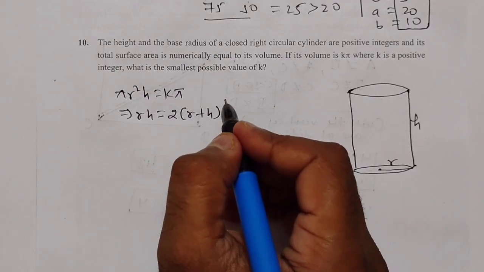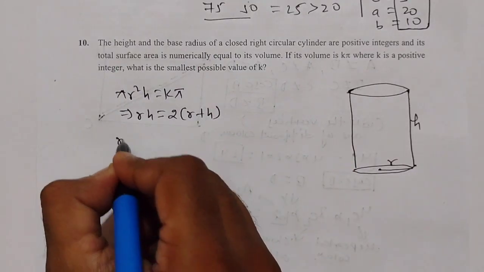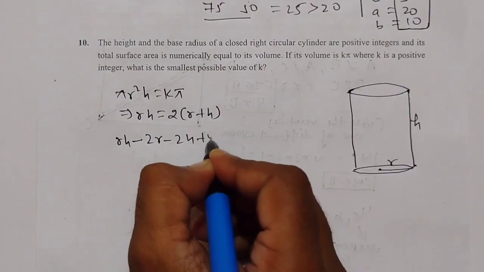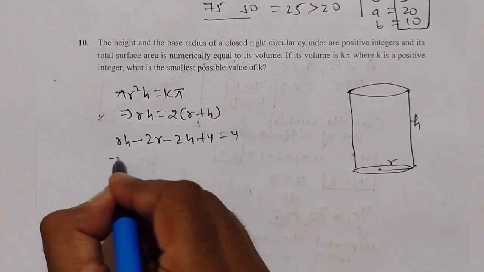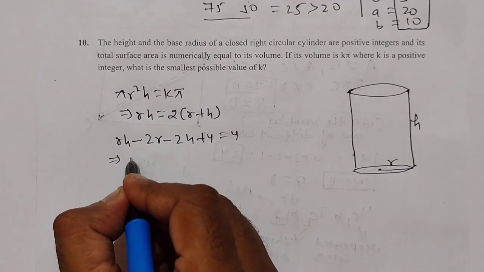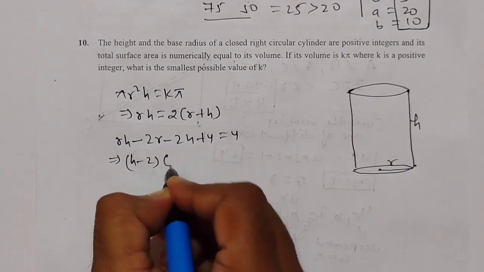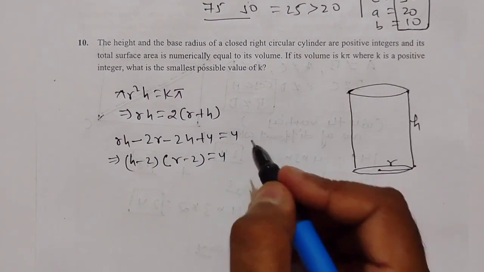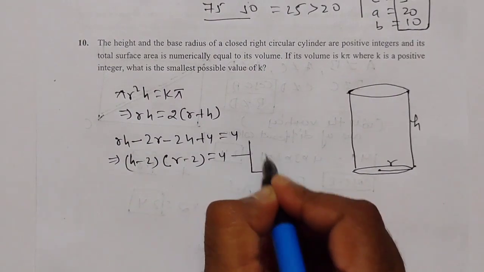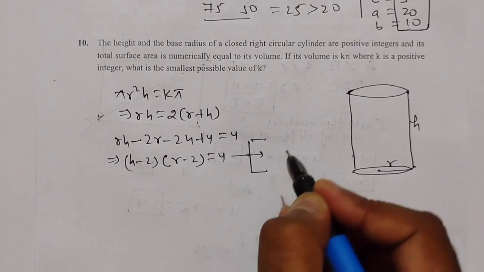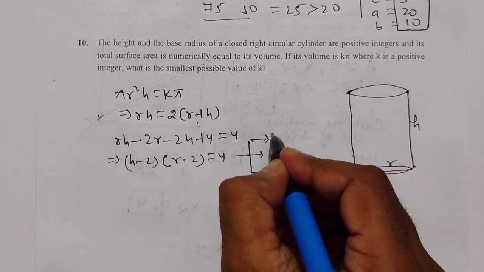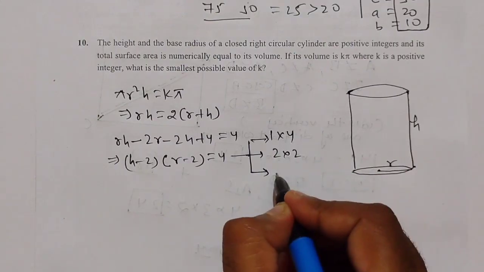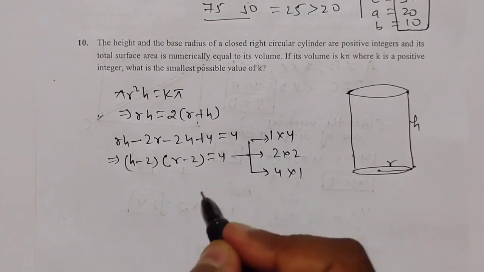So now we have RH minus 2r minus 2h plus 4 is equal to 4, and if we factorize, then (h minus 2)(r minus 2) is equal to 4. Now we have the following cases: the first case is 1 into 4, the second case is 2 into 2, and the third case is 4 into 1.